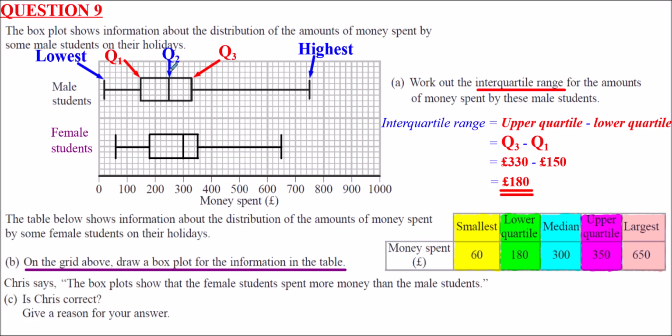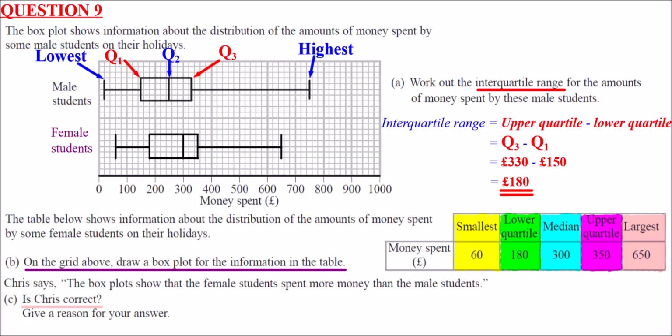We can see here that the female students' median was 300, whereas for the males, the median was only 250. So generally speaking, he is correct, because the average female student spent £300, whereas the average male student, you could say, spent £250. It's not to say that every female student spent more than every male student, but in general, yes, Chris is correct.